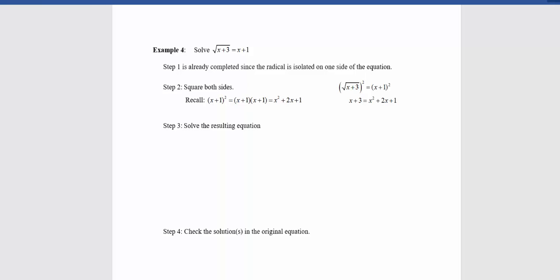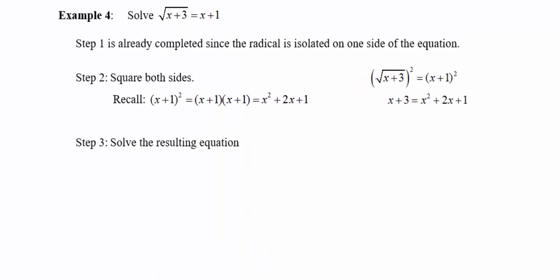Okay, so this should be the final video covering activity 5.7 and 5.8. We're going to continue to solve radical expressions, or equations, excuse me. So we begin with example 4. You notice we have this square root of x plus 3 equals x plus 1.